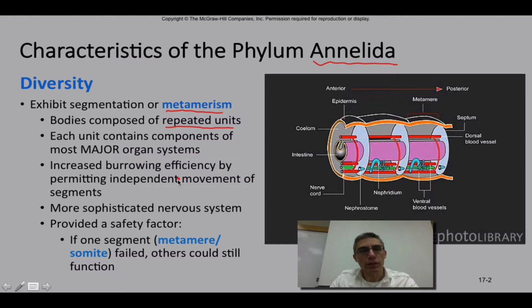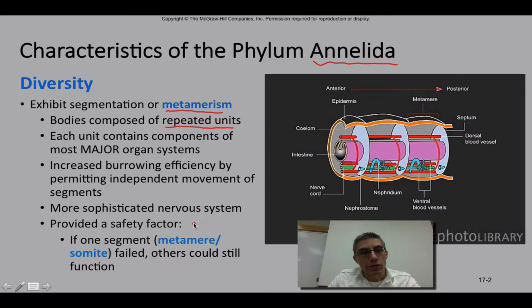Now, when you have a body arrangement like metamerism or segmentation, this is going to increase the burrowing efficiency. It does this by permitting independent movements of each of these segments, because these animals have both circular and longitudinal muscles, and each of these segments can move independently of each other. These animals also have a more sophisticated nervous system. We're no longer just looking at a grouping of ganglia and maybe a few nerve fibers. We now have a very organized nerve cord that runs through the ventral part of these animals.